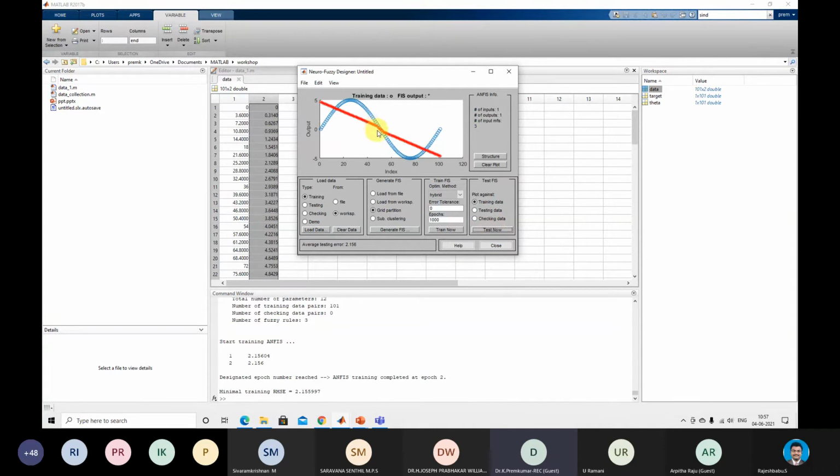So only this portion is aligned correctly, right? The remaining portion is not aligned correctly because of that root mean square error, right? Then you can increase the number of iterations, and then you can wait for the iteration completion process, right?